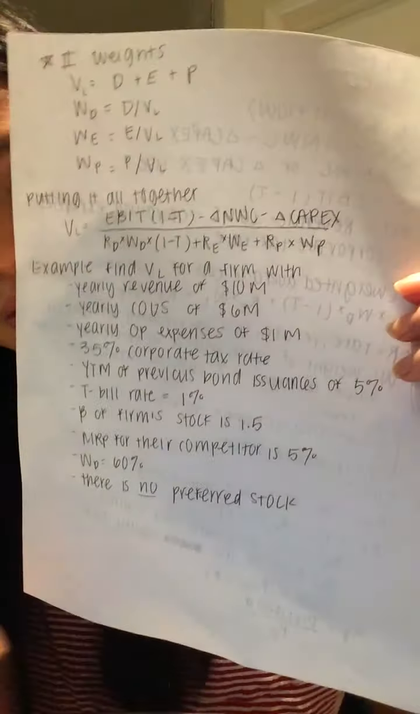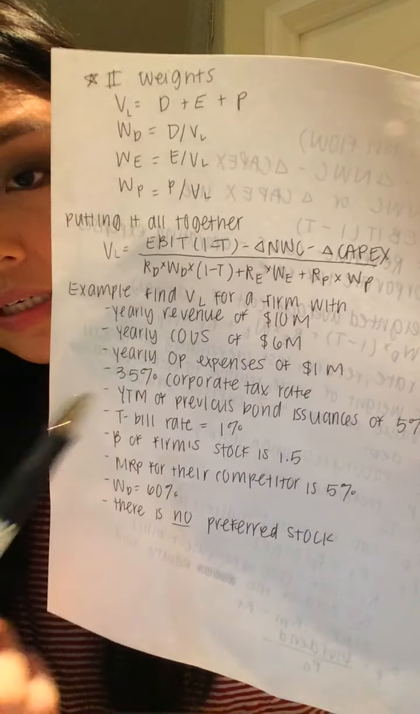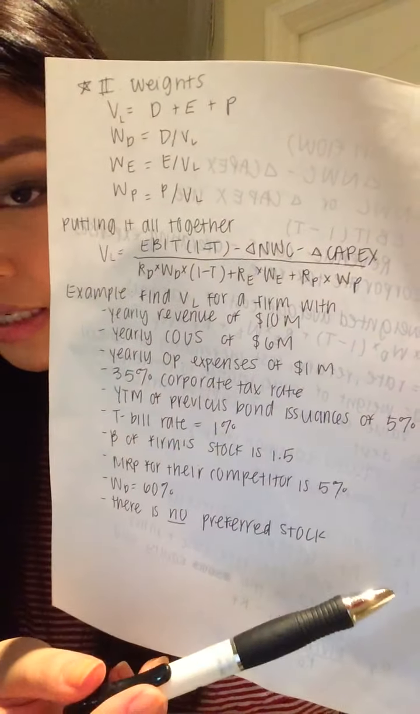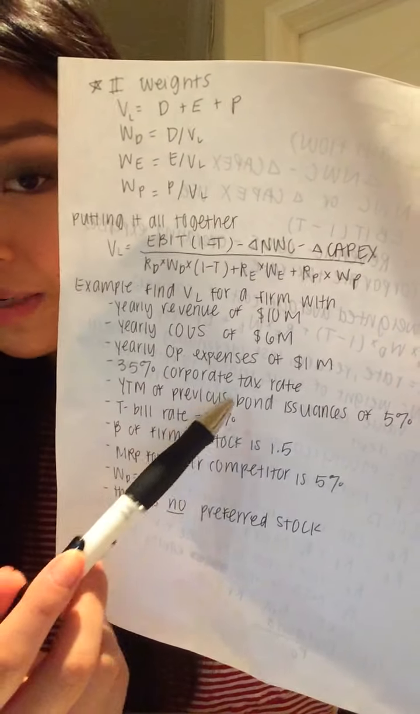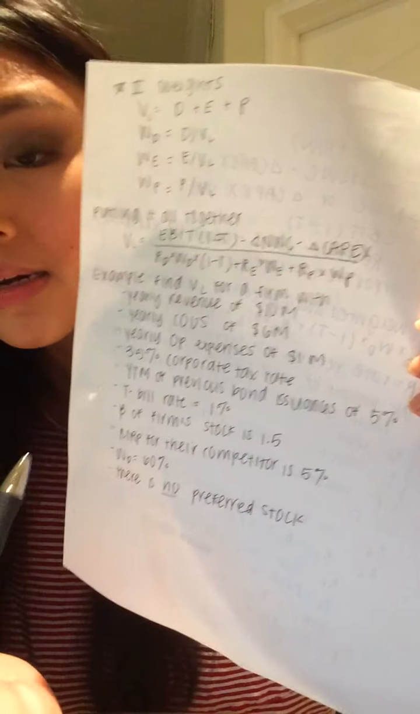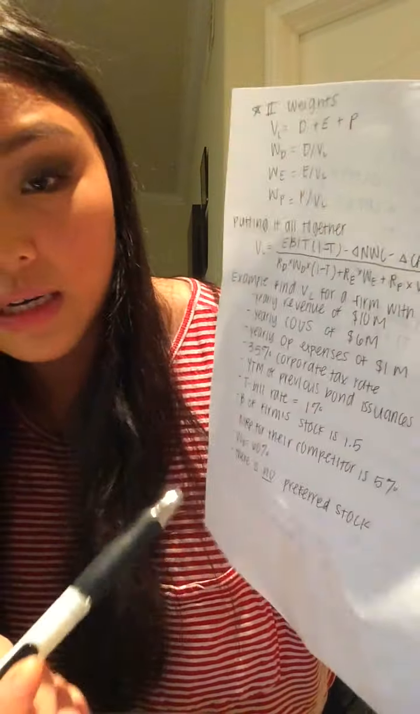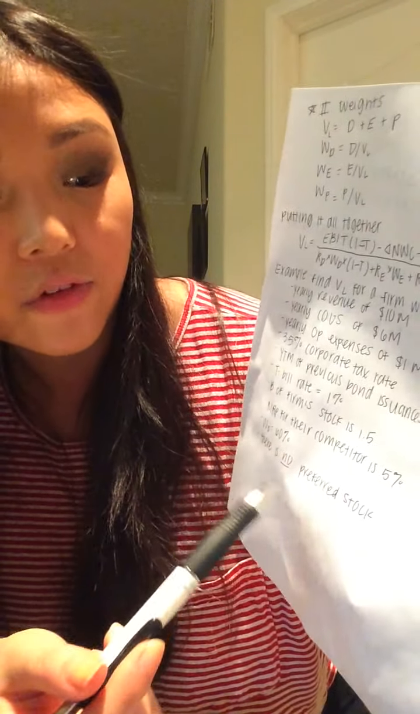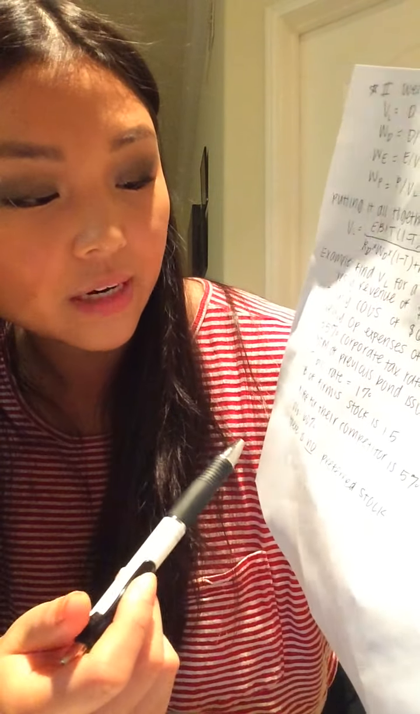So I know that was a little fast, but if you think that you have it, I have an example for you to try. So imagine there's a firm with a yearly revenue of $10 million, yearly cost of goods sold of $6 million, yearly operating expenses of $1 million. It belongs to the 35% corporate tax bracket. The yield to maturity on every bond issuance that they've had has been 5%. The T-bill rate right now is currently 1%. The beta of the firm's stock is 1.5. The market risk premium for their competition is 5%, and the weight of debt is 60%. And there is no preferred stock in this.